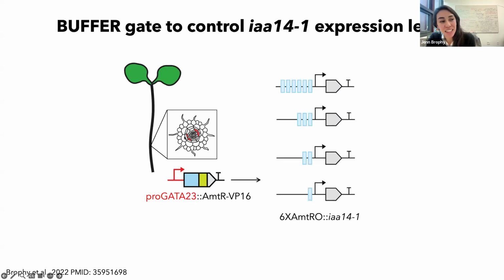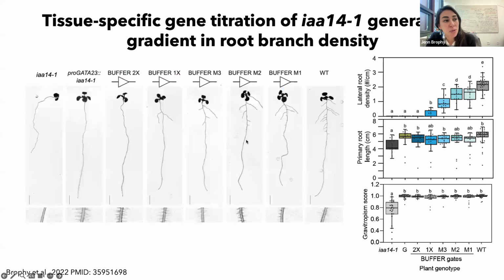Just to be explicit about it, here is this tissue-specific promoter that's active in the stem cells, drives expression of an activator, and then we have a variety of different synthetic promoters, all of different strengths, that are responsive to this activator, driving expression of our mutant developmental gene. When we put these into Arabidopsis, we were able to recover a gradient in root branch density. What was exciting is that we did some analysis of these plants to show that indeed the only thing that was affected by the buffer gates, or at least the only thing that we measured that was affected, was branch density. And so we've been able to really tune this aspect of plant structure.